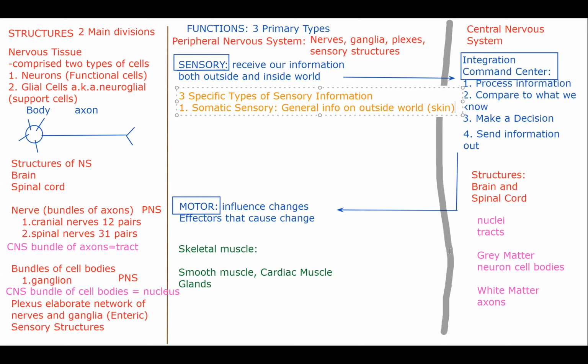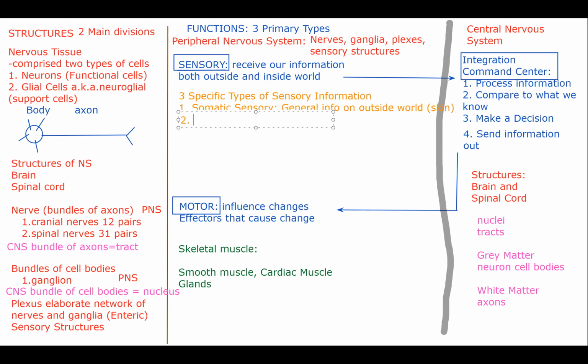If you think of things like touch, pain, tickle, itch, those types of things that we talked about, those are general sensations, and they can be felt pretty much everywhere all over the body. Right? So again, those are our somatic sensory information.